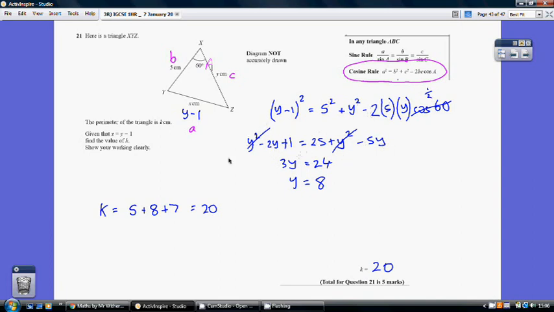Now my y squareds cancel, and then if I add 5y to both sides and take away 1 from both sides, I get 3y equaling 24, so y equals 8. So this length here is 8, and this length here being 8 minus 1 is 7. So my perimeter, k, is 5 plus 8 plus 7, which is 20.